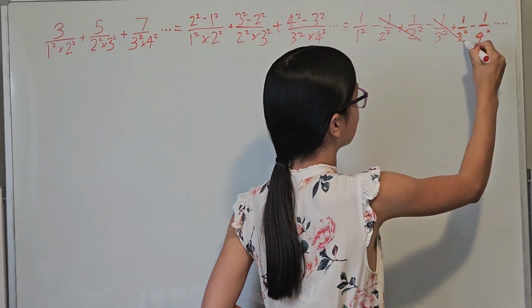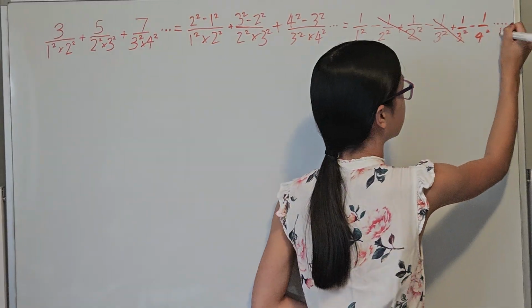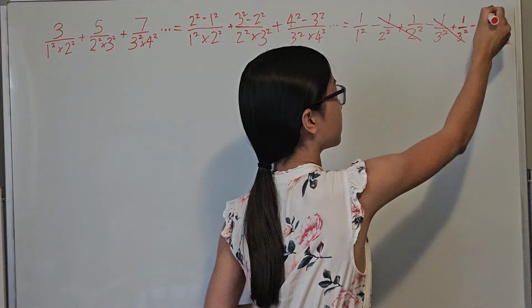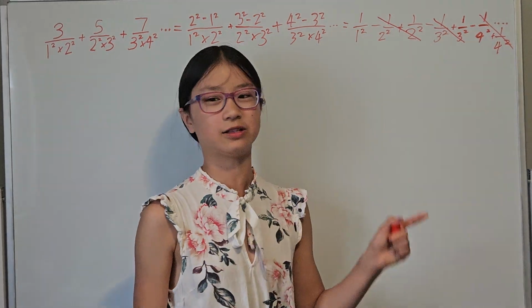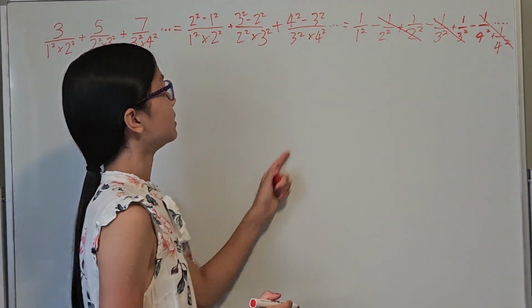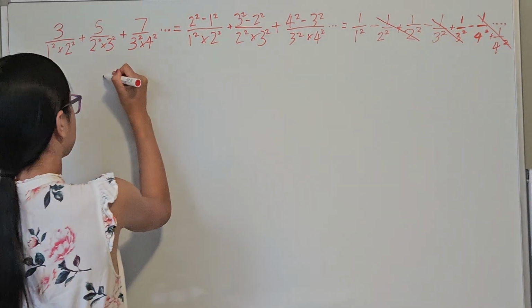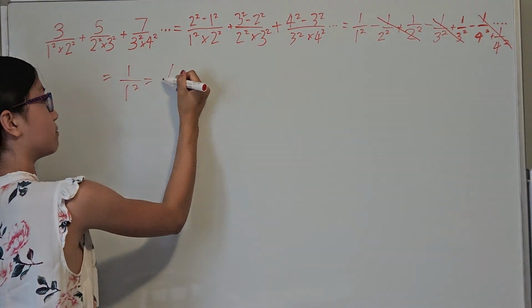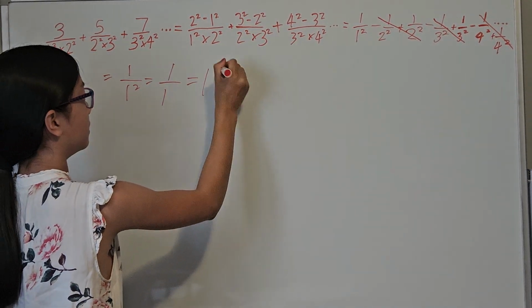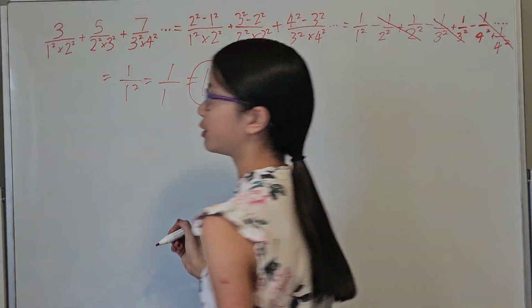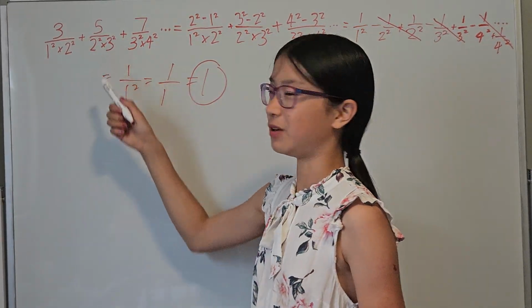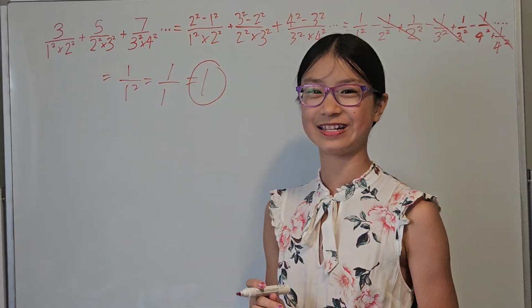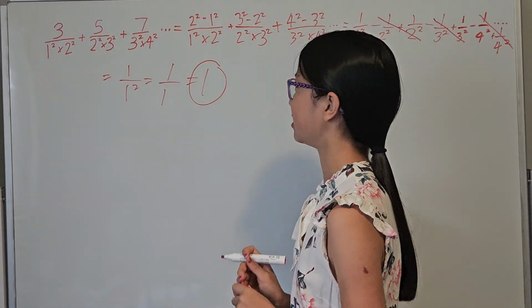We can cancel that out. And eventually there's going to be a 1 over 4 squared here. So we can cancel that out. And at the end, we can cancel out all of them. So at the end, this equals 1 over 1 squared. And we always know that that equals 1 over 1, and that will equal 1. So this is the answer to our really big fraction telescoping equation.